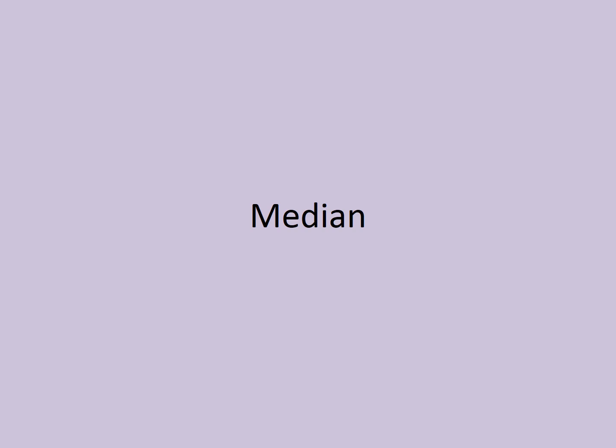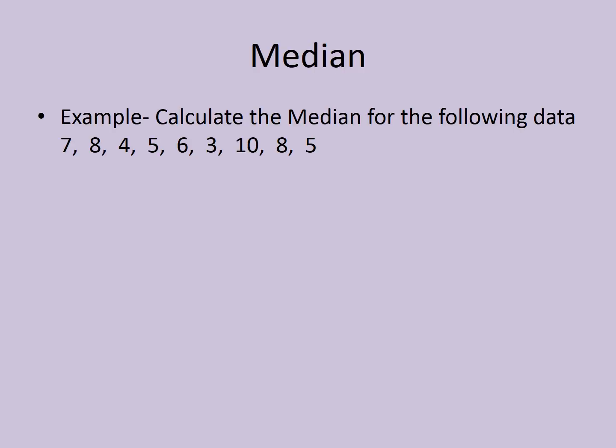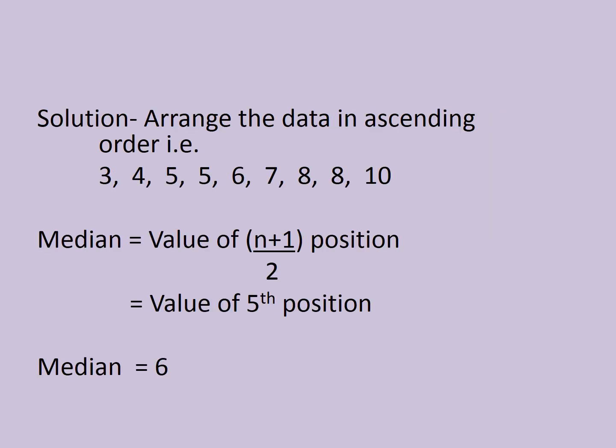Let's understand the meaning of the median with the help of an example. The example is on screen. You have to calculate the median for the following data: 7, 8, 4, 5, 6, 3, 10, 8, 5. To calculate a median, first you have to arrange the data either in ascending order or in descending order. We have arranged it in ascending order.